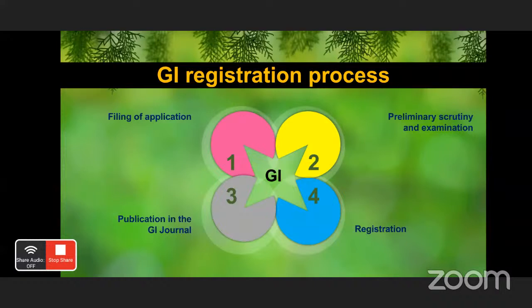And then registration is compulsory. If it is an NGO, then it must be registered under the Societies Act, or it may be a trust also. So registration is compulsory, then only he can be the applicant. First we have to file the application. We have to pay a particular fee, that is ₹5,000, to the GI registry. The GI registry is situated in Chennai.